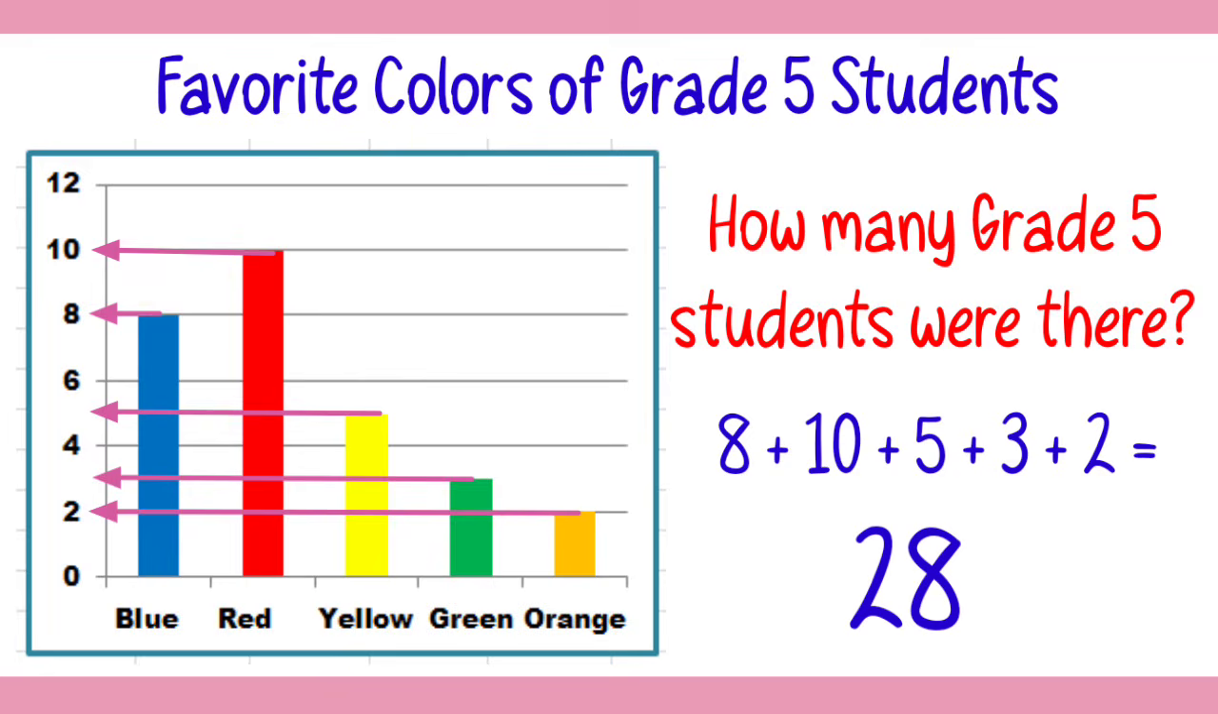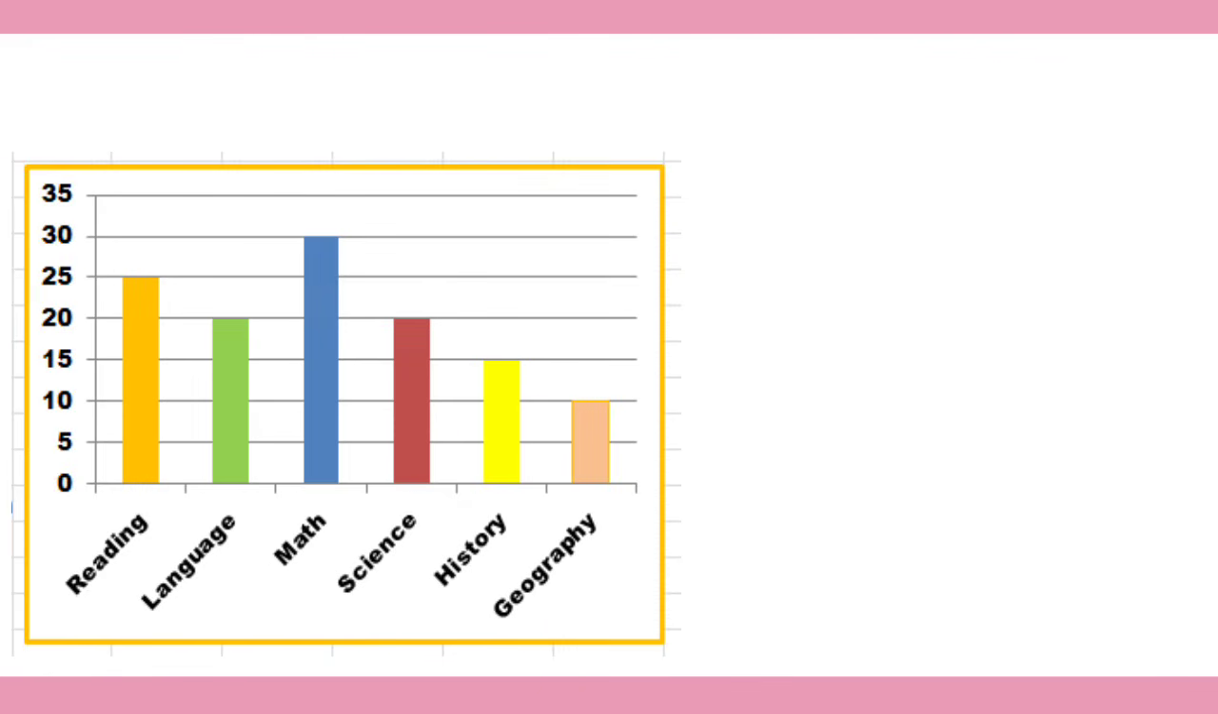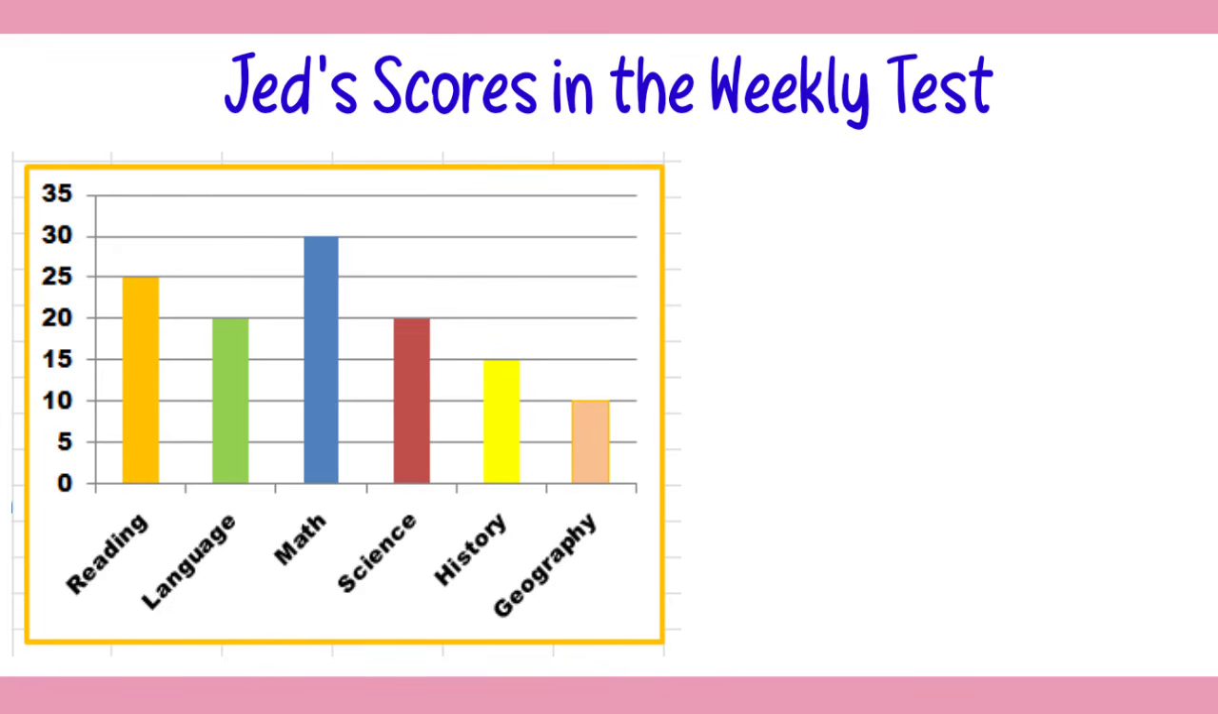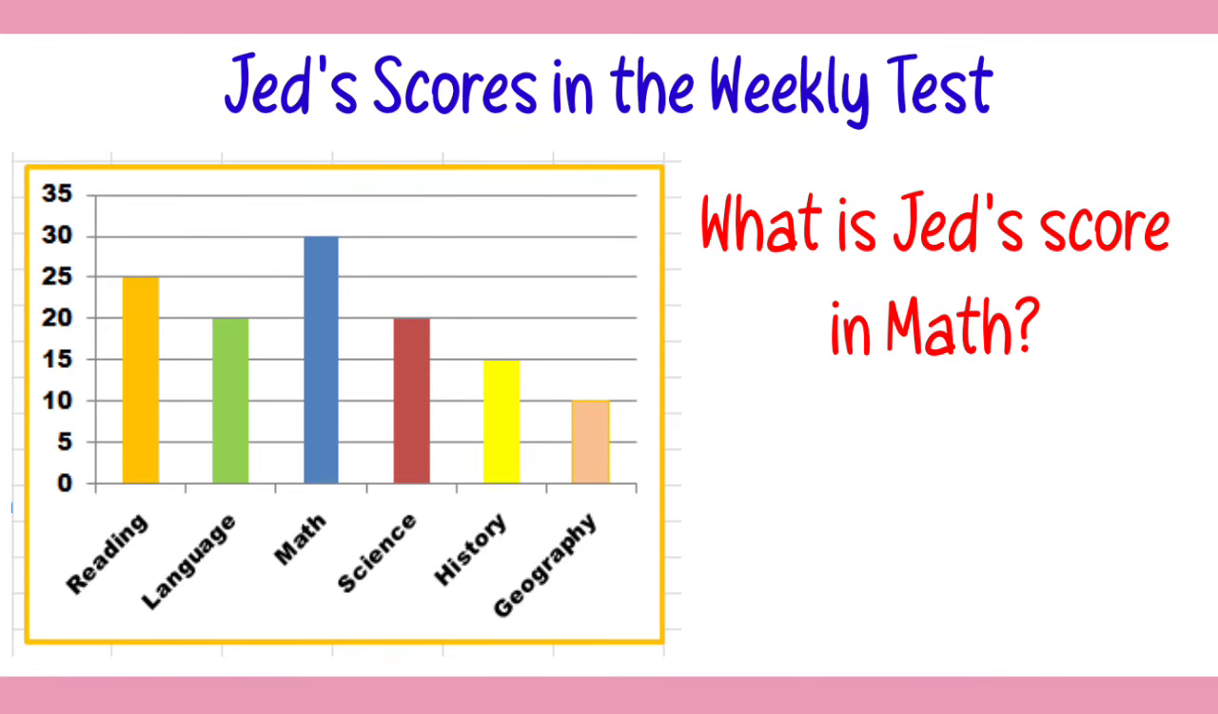Okay, let's have one last graph. This graph shows JED's scores in their weekly test out of 30 items. Alright, let us answer the following questions to interpret or read this graph. First question. What is JED's score in his math test? Let us look at the rectangular bar that represents math. It is this bar. And then, let us identify its value. It is 30. So, this means to say that JED's score in math is 30.